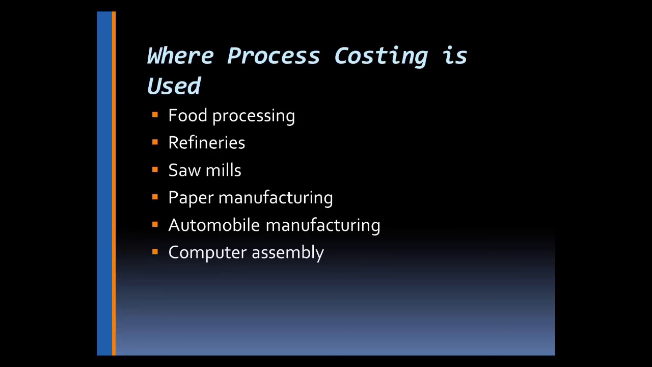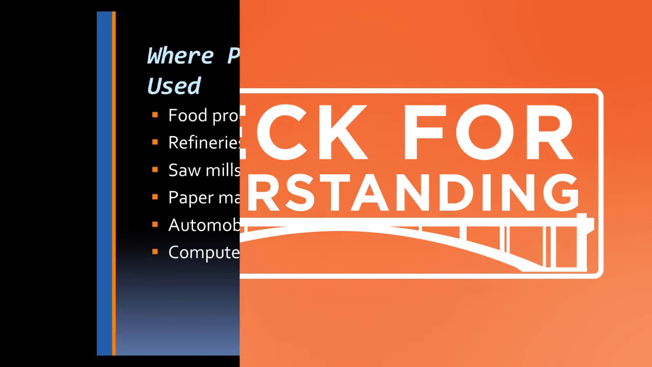Computer assembly. As we put a computer together, it's moved from department to department. The memory board is built, and then the various components are put into it, and then it's put into a case, and then it's boxed for shipment and so forth. So that's all process costing.